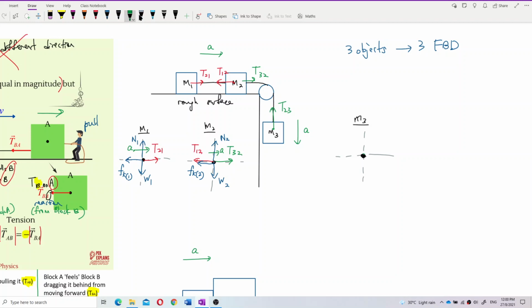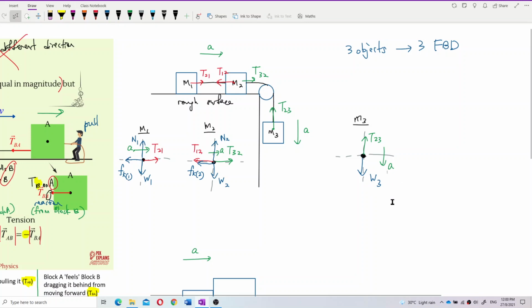So it has the T23, and then it has its own weight. Don't forget the own weight, going downward, weight 3. What other force? No more. This block is not in contact with the surface, so no normal force and no friction. Just these two forces only. So what's the direction of acceleration? Downward. Okay, understand?